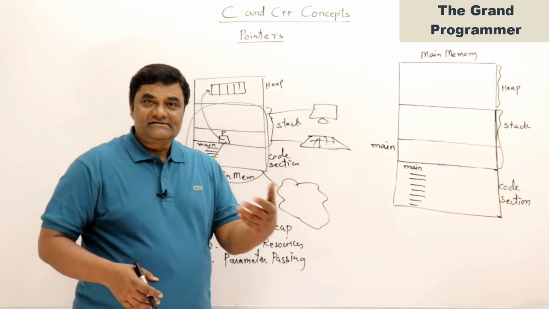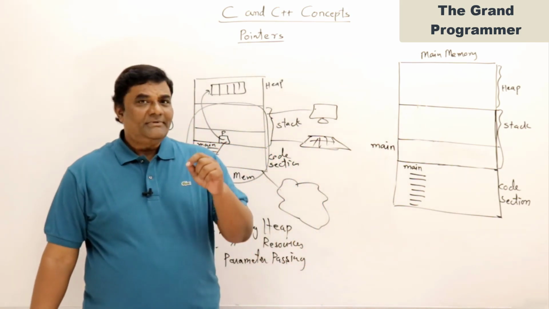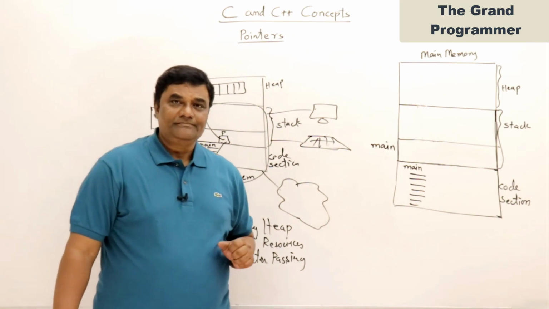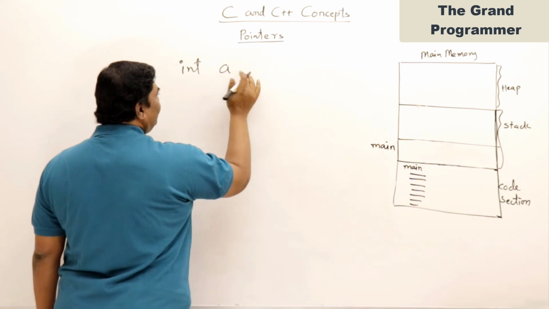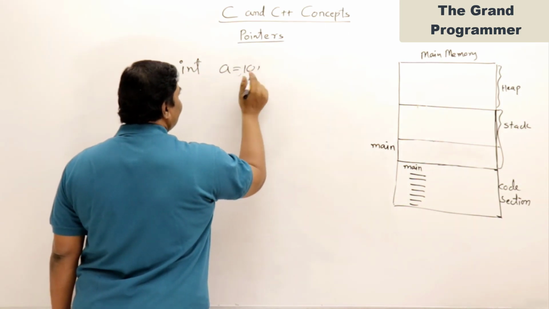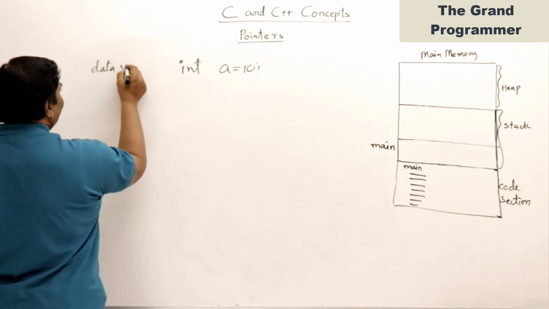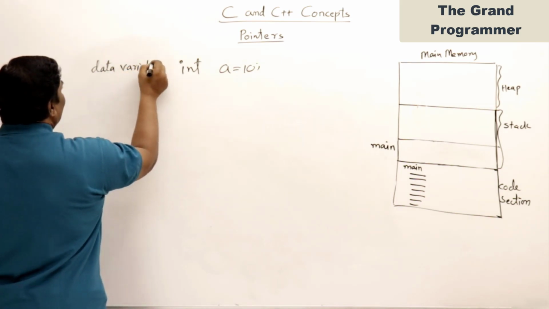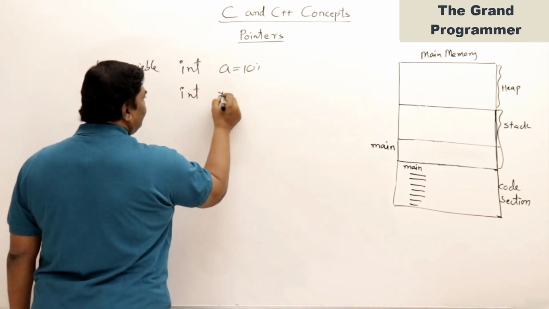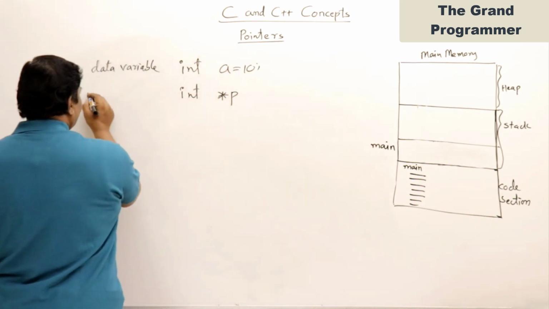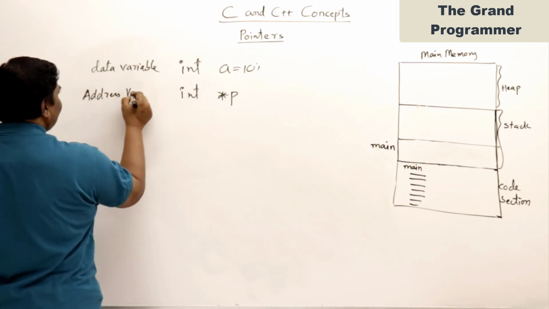So now next let us learn how to declare a pointer, how to initialize, and how to use it. By taking some small example, I will show you. This is a data variable. I am declaring A and also initializing it. Normally we declare variables like this. Then the second thing, pointer. This is an address variable. So address variables are called pointers in C++.